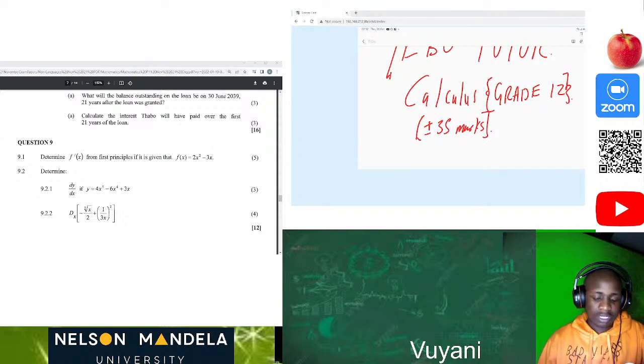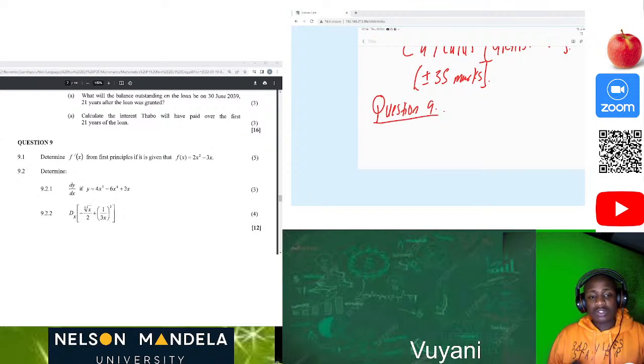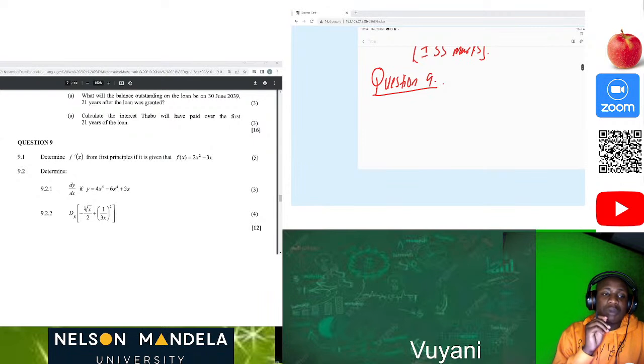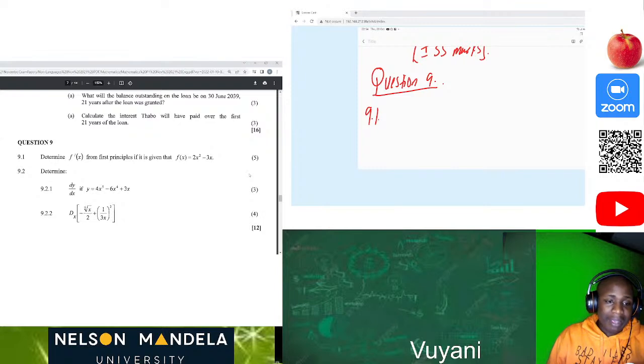What is important about calculus is to be able to understand some few things which are so important. So now we are solving question number 9. I want you to have this in your mind that when we are solving calculus, you must be able to apply the rules and understand what the question wants. For instance, when we are deriving, there are different rules which you're supposed to apply. So in question 9.1, they are saying determine f prime of x from first principles if it is given that f of x is equal to 2x squared minus 3x.